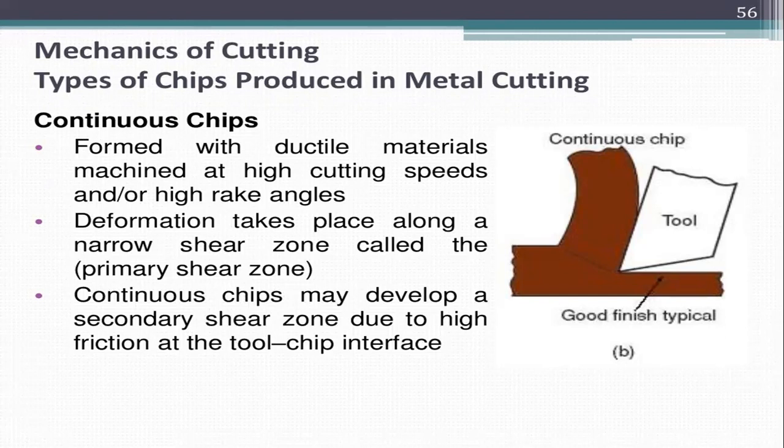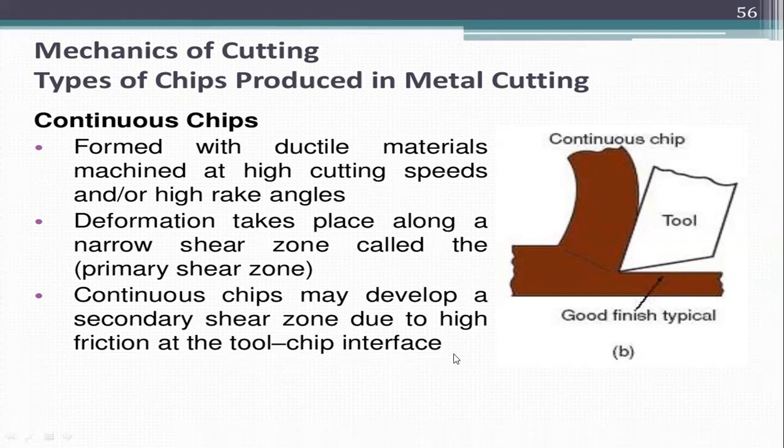It will be in an even flow. It is formed with a ductile material machined at a high cutting speed or a high rake angle. The deformation takes place along a narrow shear zone called the primary shear zone. The continuous chips may develop a secondary shear zone due to high friction at the tool-chip interface.